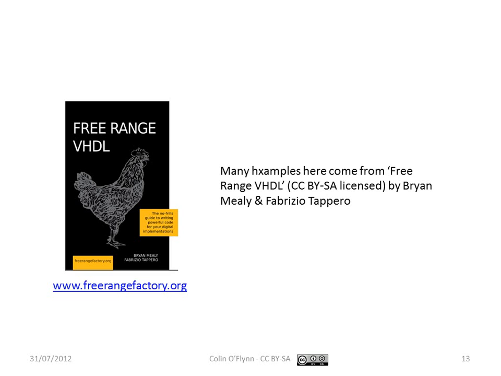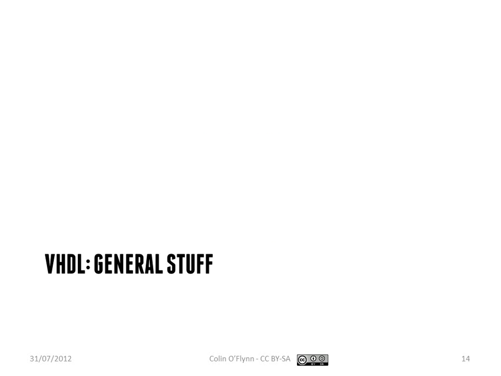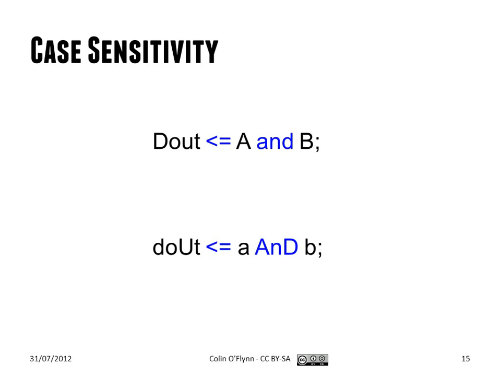And the examples the guy's written come from this book, Free Range VHDL, which is freely available under a Creative Commons license. And there's a link there, so these slides will be online if you want to get the book. And it goes through a ton more examples if you're interested in this. Again, this stuff won't be on the exam, just may be generally useful.